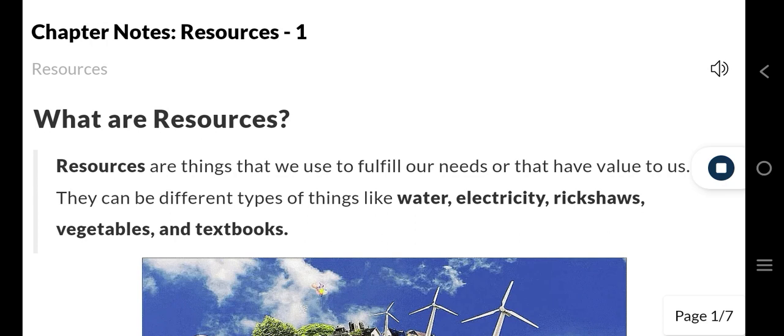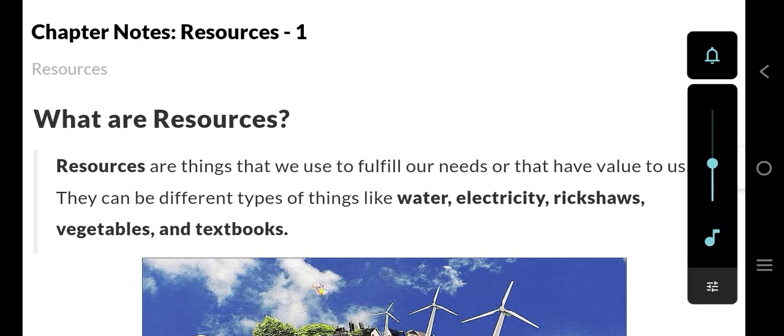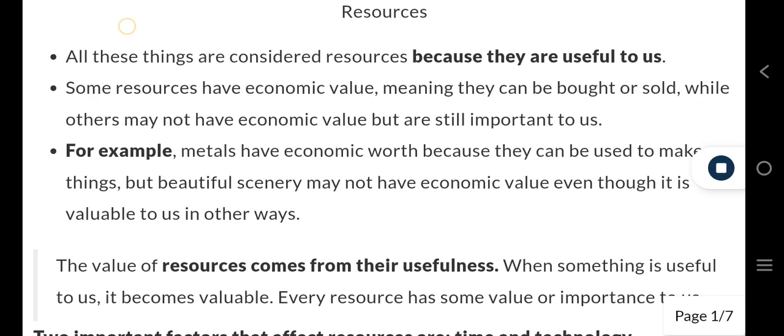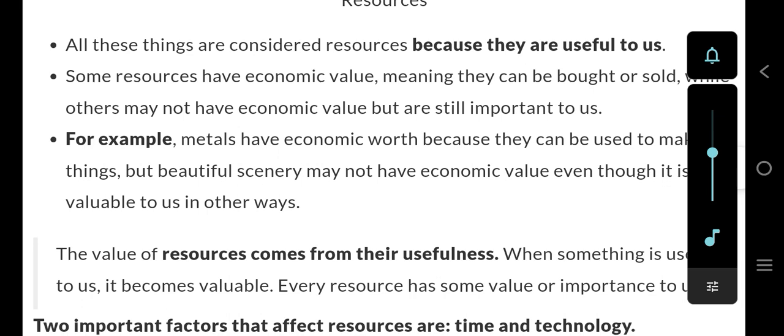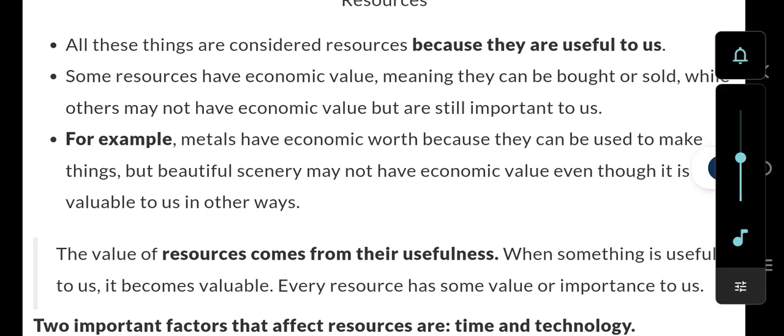Resources. Resources are things that we use to fulfill our needs or that have value to us. They can be different types of things like water, electricity, rickshaws, vegetables, and textbooks. All these things are considered resources because they are useful to us.